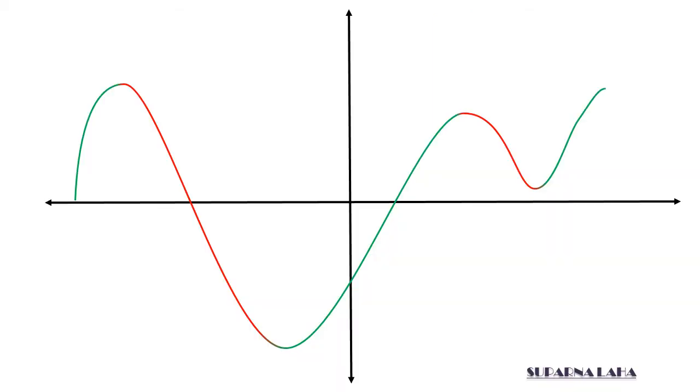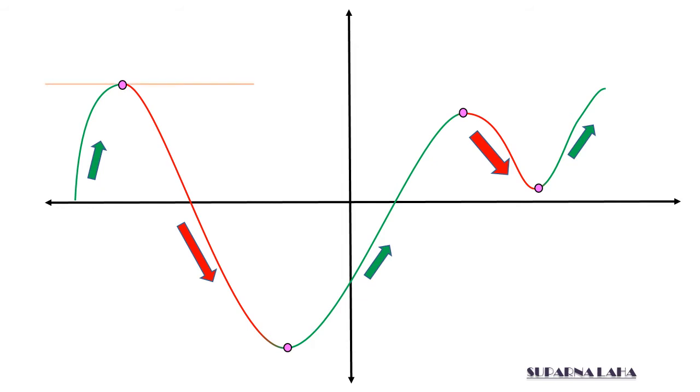Now if we find this type, somewhere it is moving upwards, then again from this point it is downwards, again from this point it is upwards, from this point it is again downwards, and again from this point it is upwards.